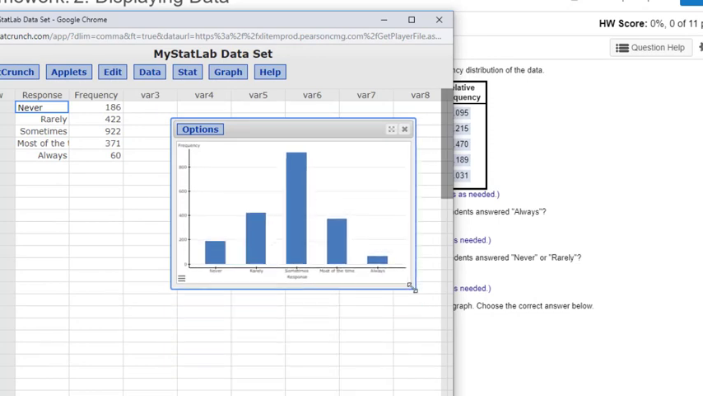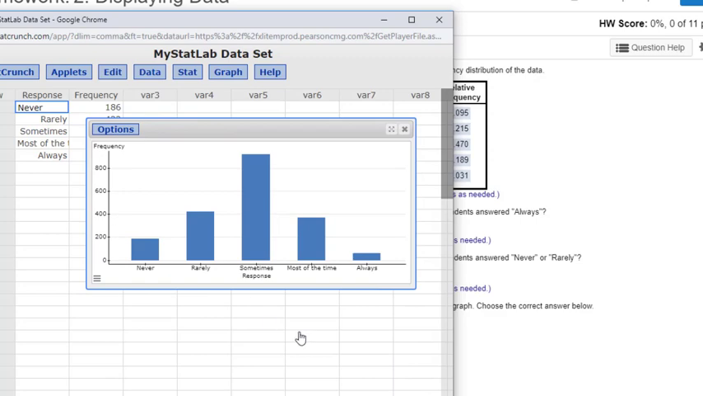And then I could size this if I needed to. And if you needed to copy and paste this to put it into a document, you can copy this and pop it into your Word document. For this particular problem, we're just going to look at it and see which one it matches up with.